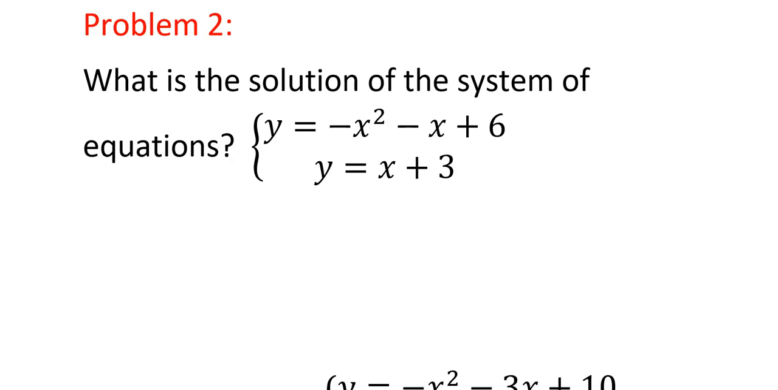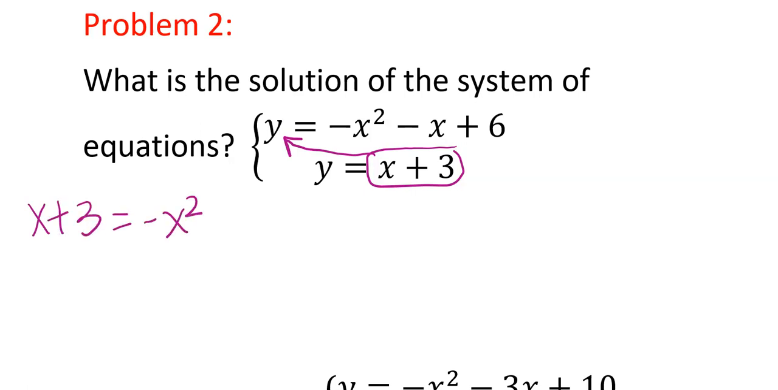First thing that pops into your head probably is, since they're both equal to y, can we just substitute one in for the other? It's exactly what you're going to do. So I'm going to substitute this right here in for that y. So I'm going to put the x plus 3 on the left and the negative x squared minus x plus 6 on the right.